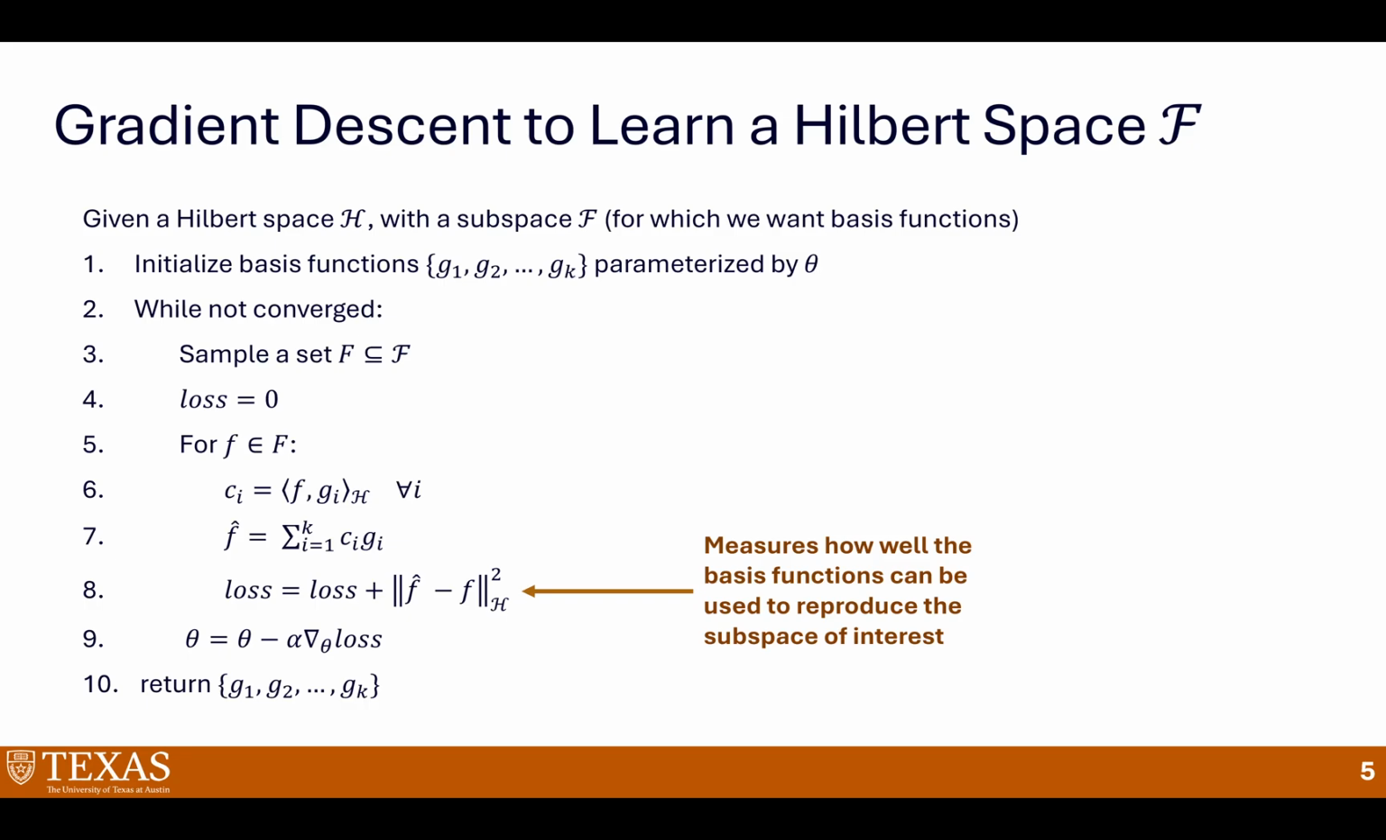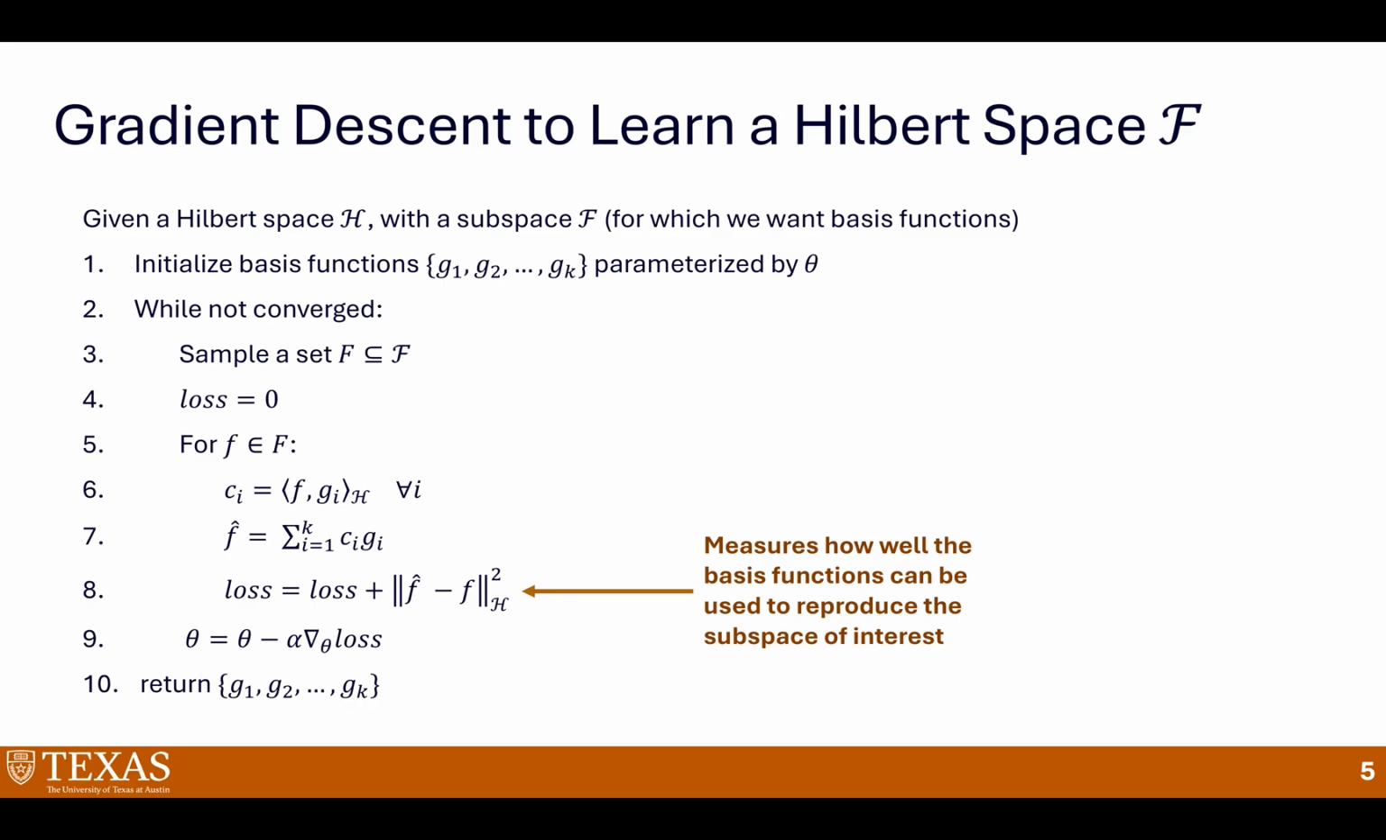The basic idea is that you initialize neural networks as the basis functions. Now, initially, they don't span the space of interest or do anything useful for your problem, but you sample functions from the space you want to fit it to. And then for each of these functions, you compute its coefficients via the inner product. You reproduce the function as a weighted combination of the basis vectors, and then you measure the loss between that function and your reproduced approximation.